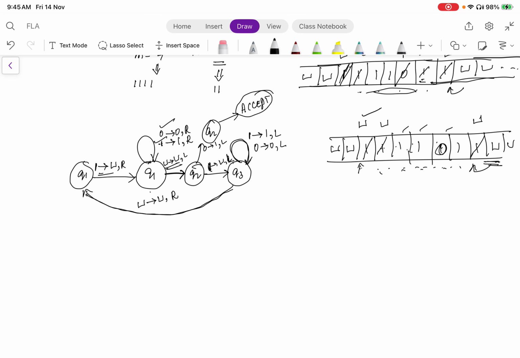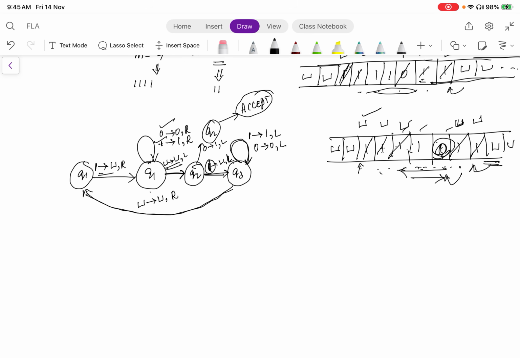So this will keep going on. You will have replaced this one, keep moving, and then you replace this with blank, keep moving this side, you replace this with blank, keep moving this side. Okay, until you have a blank, move one step left. You should have found 1, but you have 0 here.